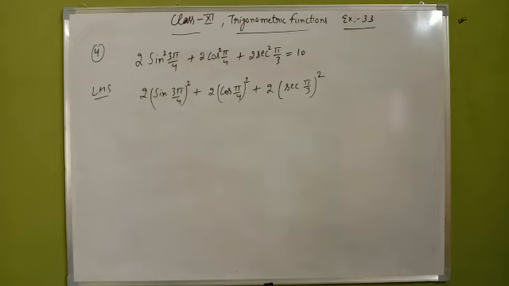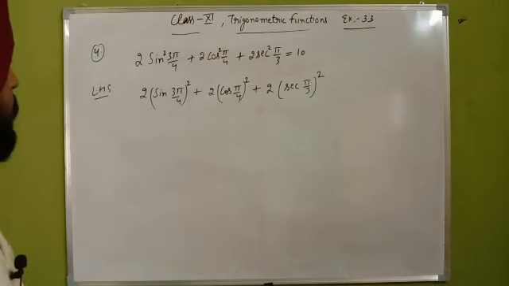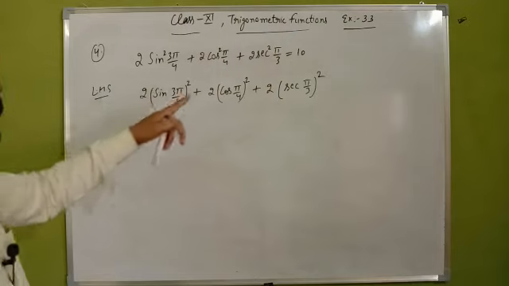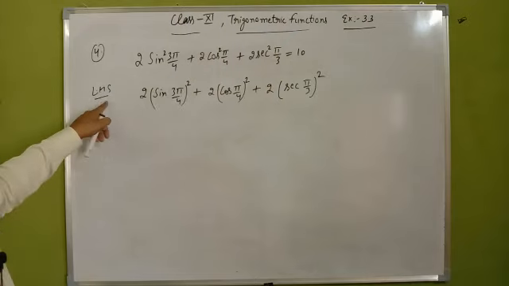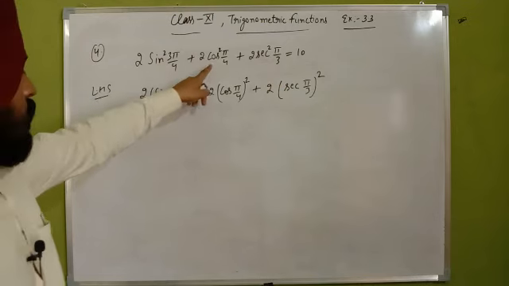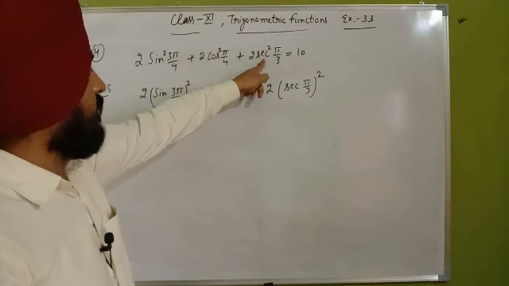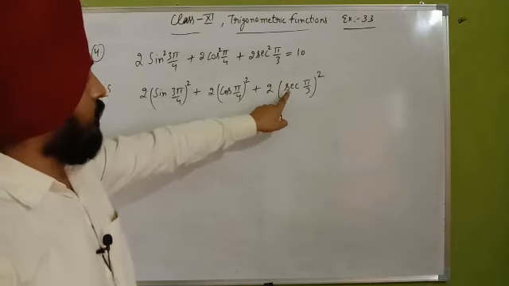Now for next question number 4. 2 sine square 3 pi by 4 plus 2 cos square pi by 4 plus 2 secant square pi by 3 equal to 10. That is the right side. So I have written there left hand side as 2 into sine 3 pi by 4 whole square, cos square as we can write cos pi by 4 whole square, secant square can be written as 2 into secant pi by 3 whole square.